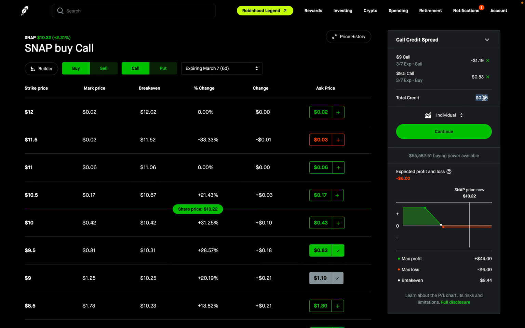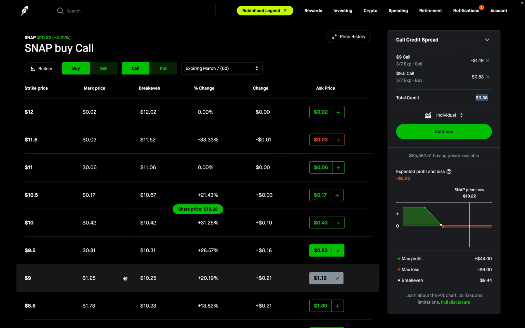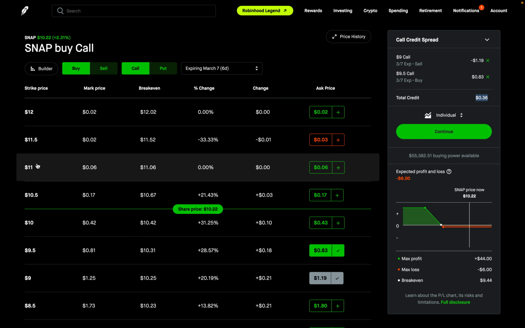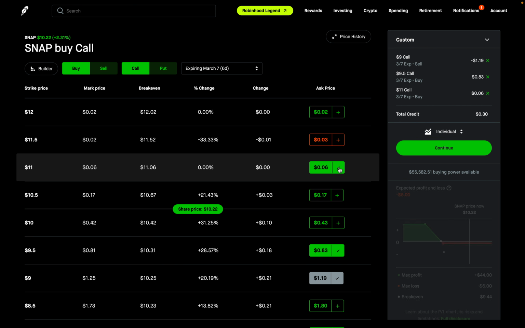because we still want to enter for a credit here. So now let's say I buy another call here with a higher strike than both of the calls I have selected so far. Let's say I buy the call at the $11 strike. This is going to cost $6, which is less than the credit or premium I'm receiving here. So that should be fine. So I'm going to go ahead and add this here as well.